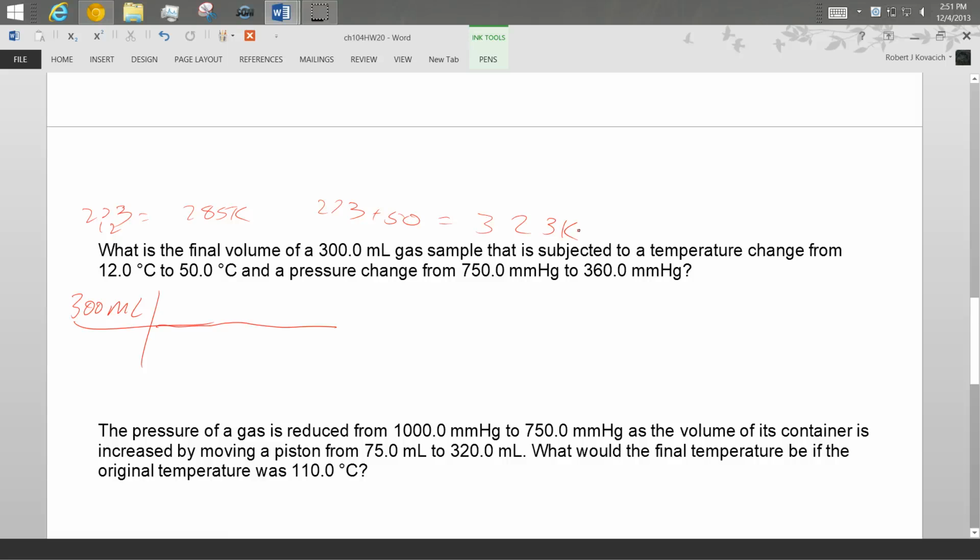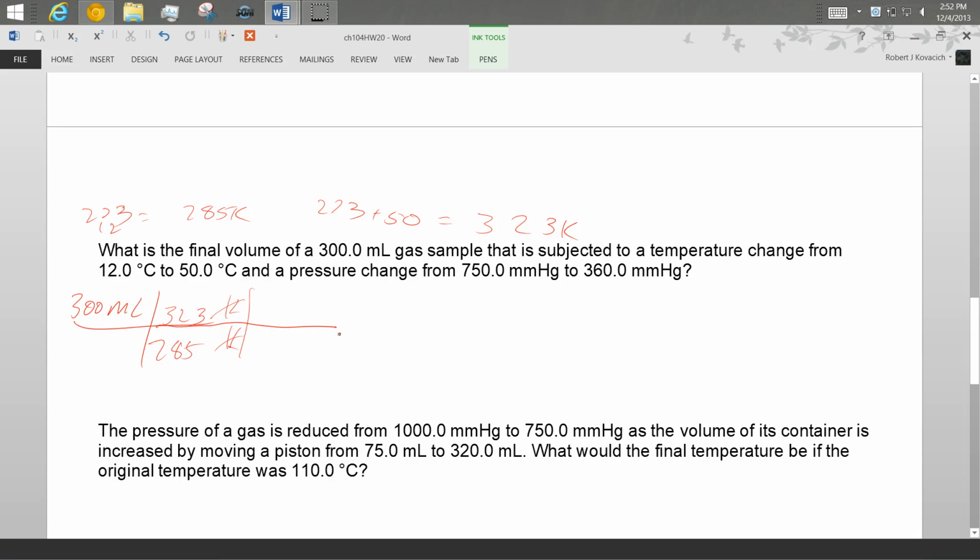All right, so let's look at the temp part first. What does the temp do? It goes up. So if the temperature went up, what would that do to the volume? It would make it go up. Okay, so then I'm going to put my two temperature units in here and then put the number 323 in the numerator and the number 285 in the denominator. How come? I need the volume to go up because of temperature, and so I have to put the bigger number in the numerator so I can get that 300 milliliters to climb. So then my kelvins cancel out.